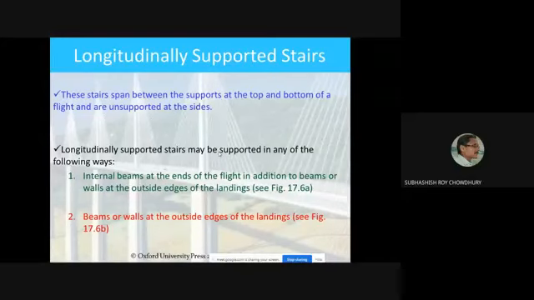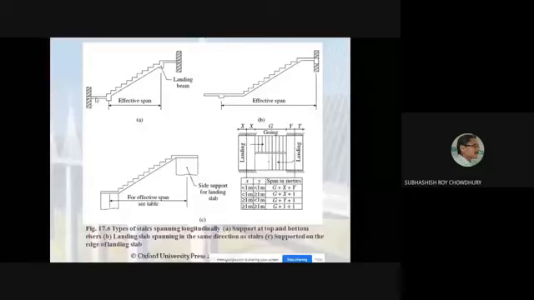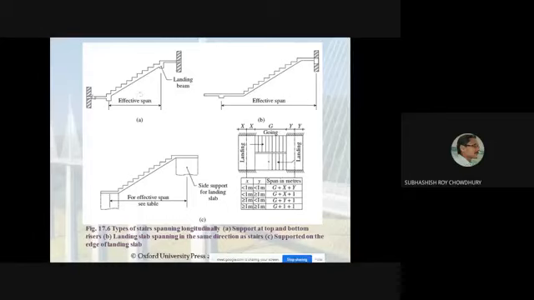So it will be supported, as I have already told, at the ends of the landing slab, or there may be some additional beam at the end of the going portion or the inclined waist slab. So there may be a beam, there may not be a beam. Here there is no beam, but there may be a beam also. But the main behavioral aspect that you should consider is that it will be spanning longitudinally.